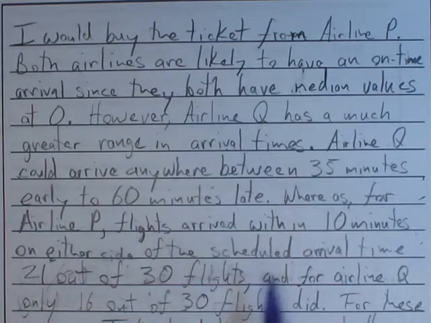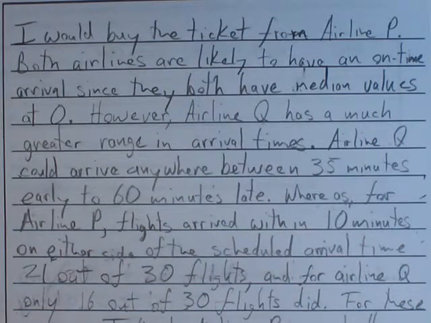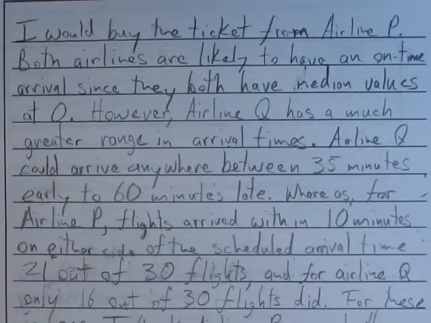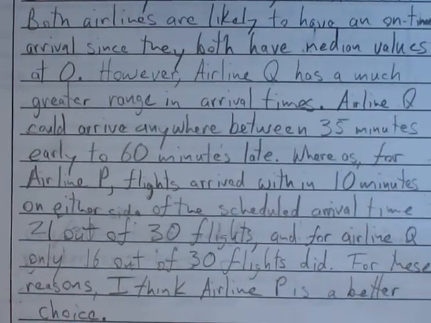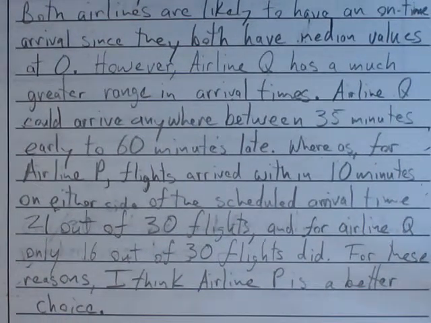Okay, so I gave my answer at the beginning. I gave some reasons talking about center, median, and spread, range, as well as kind of an informal discussion of how they're bunched in the middle for airline P versus airline Q, and then I gave my answer again.